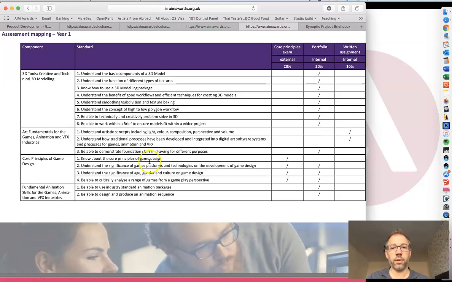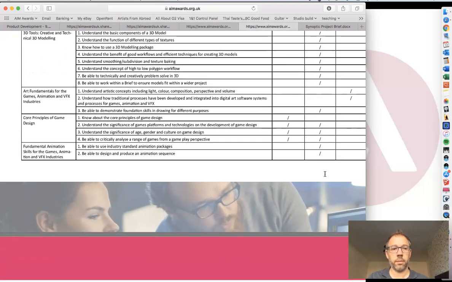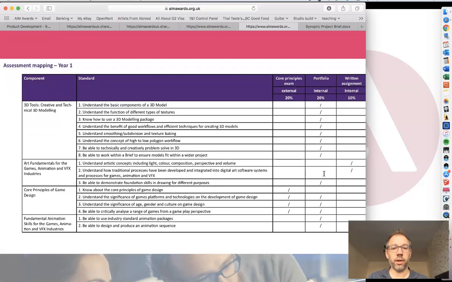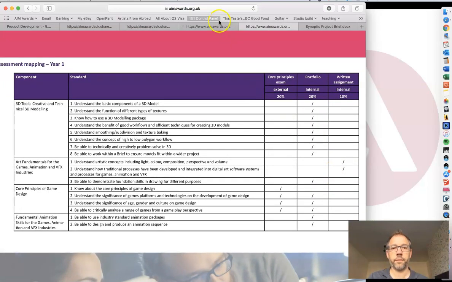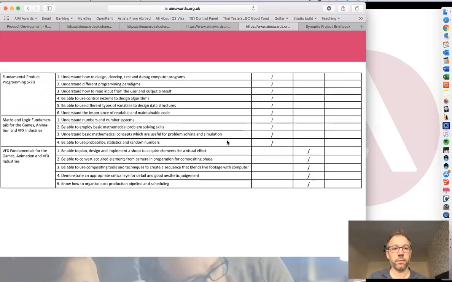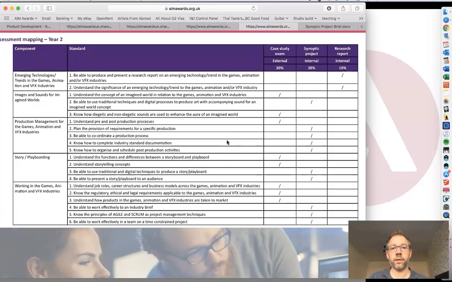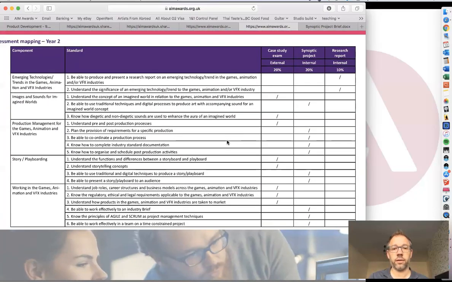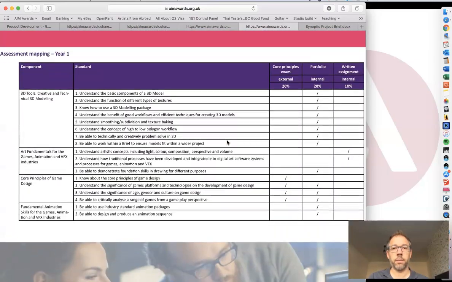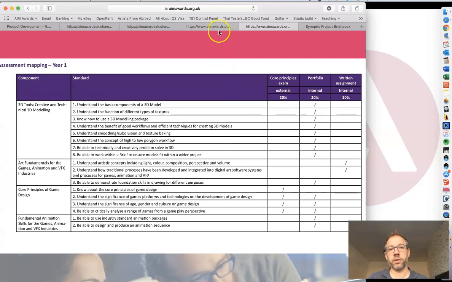Core Principles of Game Design, for example, is covered by the Core Principles exam and evidenced in the portfolio. Art Fundamentals for the Games, Animation and VFX industry is the portfolio and the written assignment. Okay, and the same in year 2. There's some more of year 1 there, year 2. So the full mapping is at the back of the handbook. It is the last 3 pages, with the exception of the back page cover sheet.